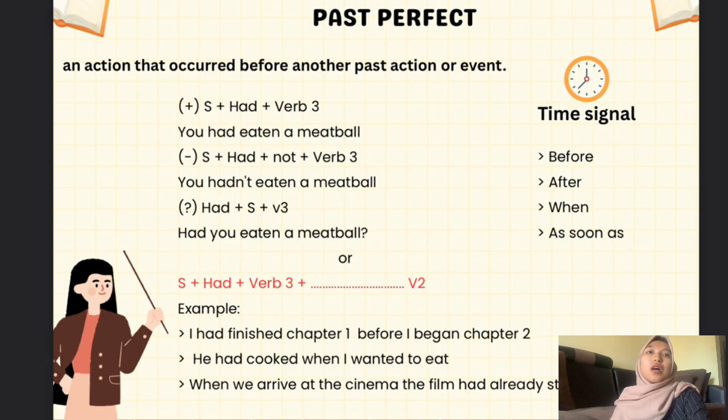Past perfect. Okay, past perfect is an action that occurred before another past action or event. Jadi, okay, in the past perfect we use had plus verb 3, kata kerja bentuk ketiga ya guys. For the example, you had eaten a meatball. Okay, in the negative sentence, you only add not after had. Okay, you had not eaten a meatball. In the interrogative, had you eaten a meatball?